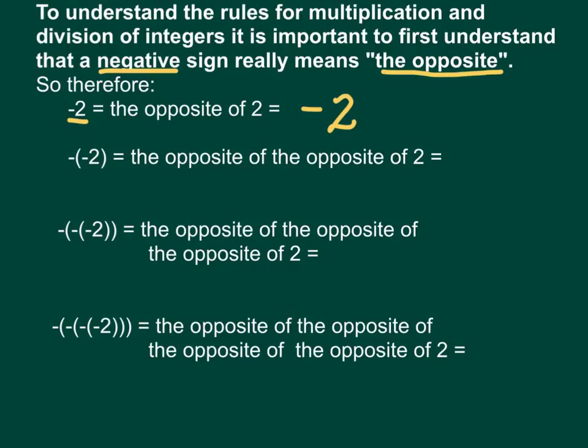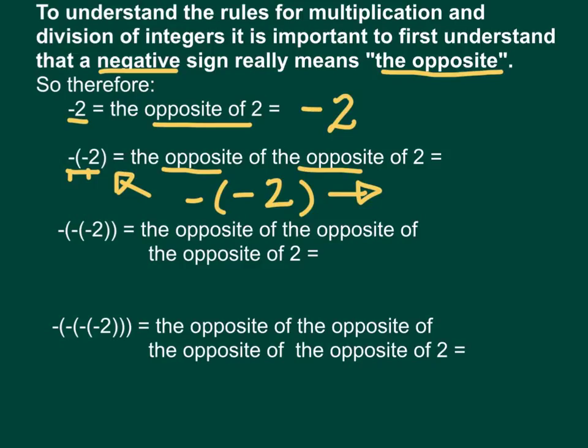Now, things can get a little bit more complicated when we have more than one negative sign. I've got 2 negative signs here, and that tells me that that's the opposite of the opposite of 2. So we know up here the opposite of 2 is negative 2. And then the opposite of that, which is, of course, what we were originally given, the opposite of negative 2 is equal to positive 2.